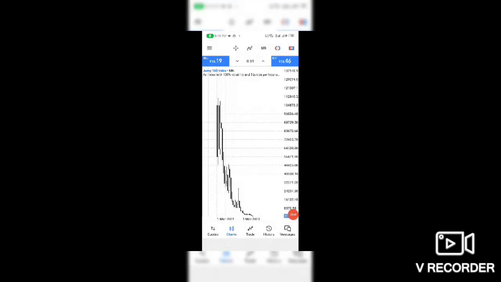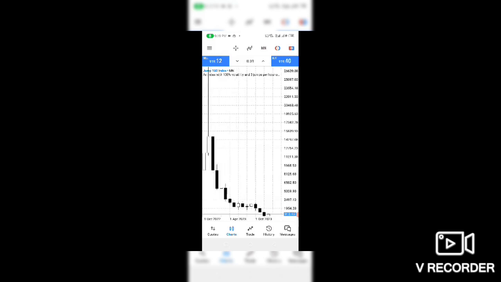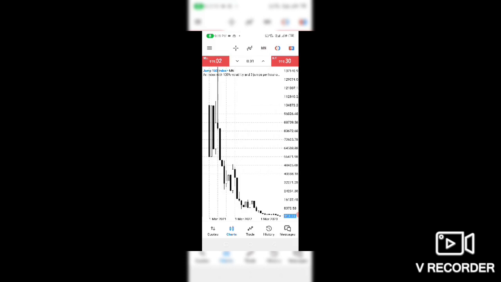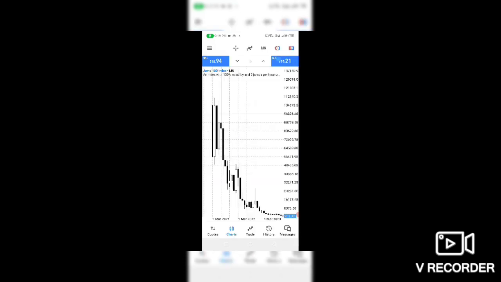Right now, this is Jump 100 Index on the monthly time frame. The higher the time frame, the clearer and the more truthful the chart will be, the more you can see the reality of that chart. You can see the real information depicted by that chart. So we have this event that happened here.